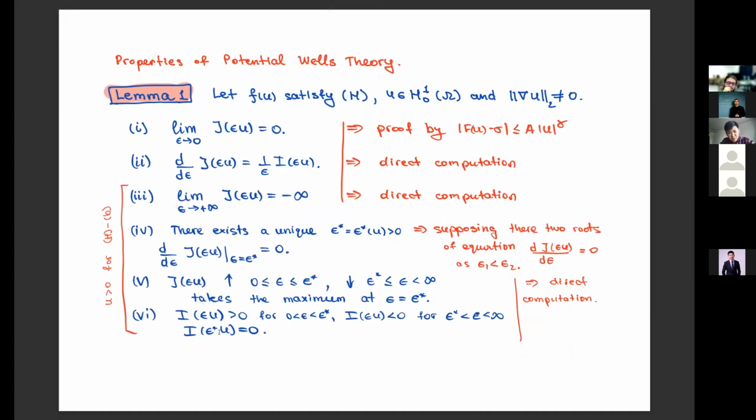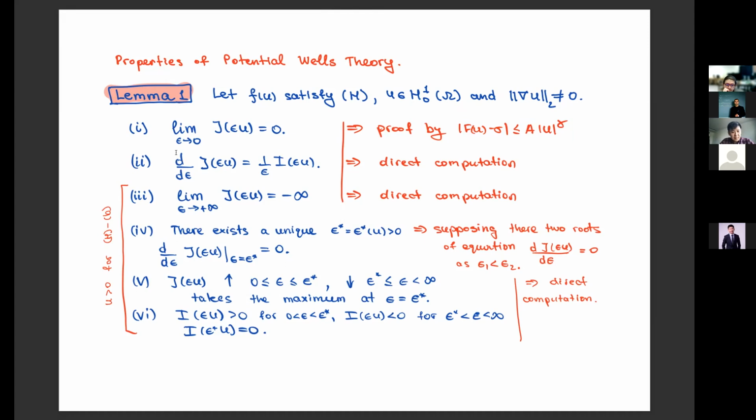Now we'll give some properties of the potential wells method. First, lemma 1 is about this potential energy. If f(u) satisfies our condition H, and u is from this class and non-zero, then the limit as epsilon goes to 0 of this term will be 0. It can be proved from our previous properties of the nonlinearity.